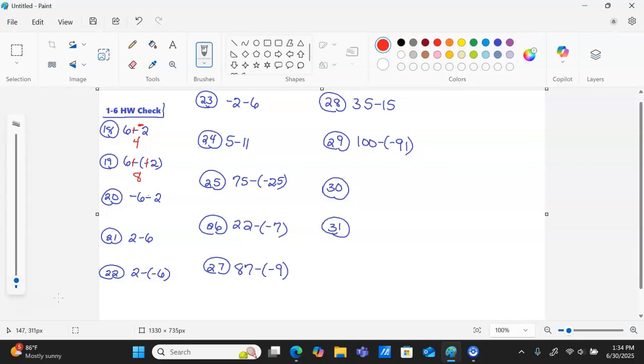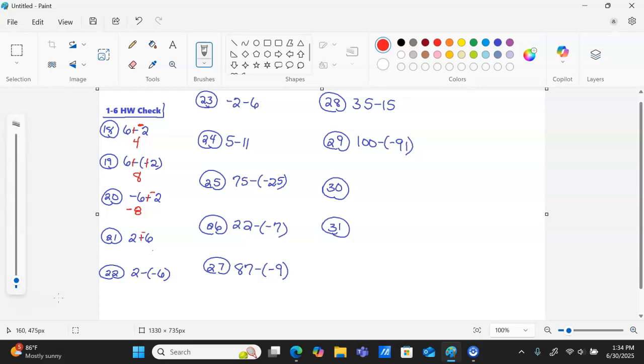In number 20, we're going to make a mark here and here. The subtraction becomes addition. The positive 2 becomes a negative 2. The 2 marks that you make will always be between the two numbers. So now we have a negative 6 and a negative 2. We follow our rules of signed numbers. If the signs are the same, we add them and keep the sign.